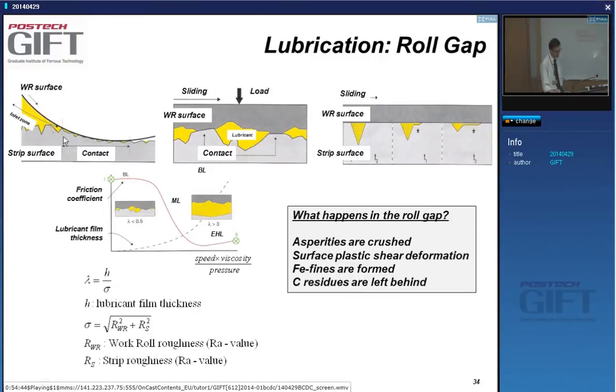This is a picture here, so you have an idea of what happens. At the inlet here, the oil is entrapped between the work roll and the strip. So in this contact area, we have lubricant pockets, and we may have places where the surfaces are in contact, where they're touching. In the case of boundary lubrication, these pockets are very small. In the case of elasto-hydrodynamic lubrication, I have a lot more lubricant between the two surfaces, and in many areas you get total separation of the surfaces.